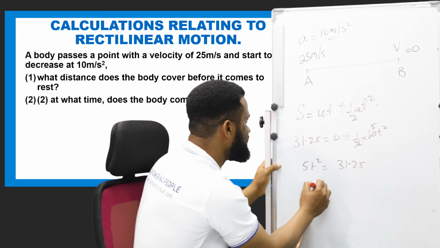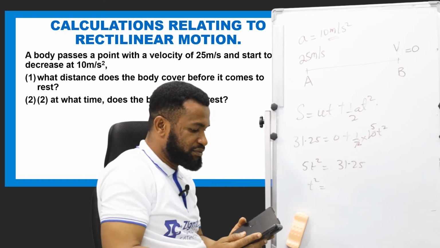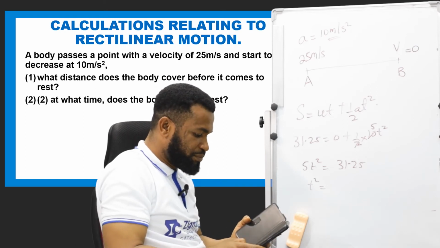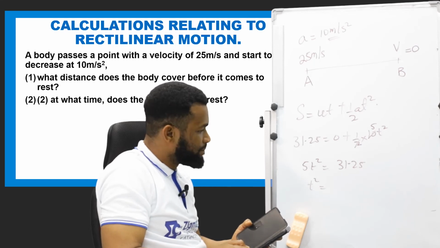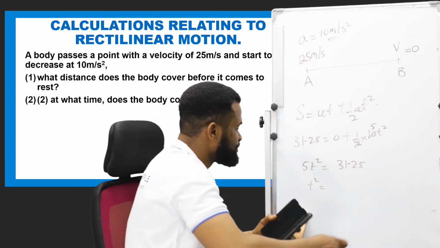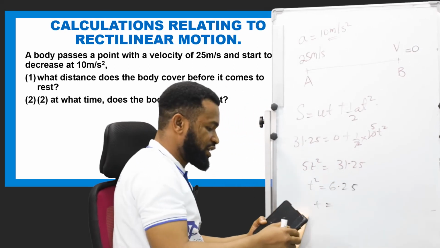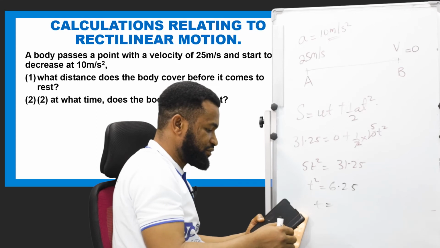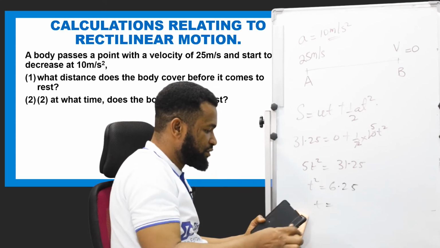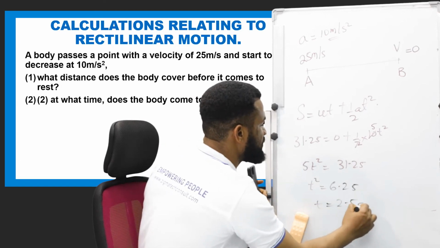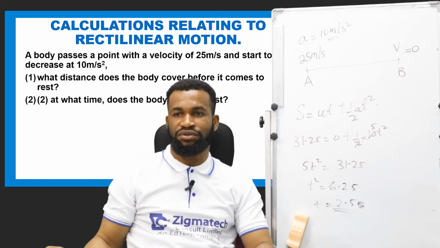So we say that t squared is equal to 31.25 divided by 5, which is 6.25. Taking the square root, t is the square root of 6.25, which is 2.5 seconds. That is the time that the body comes to rest.